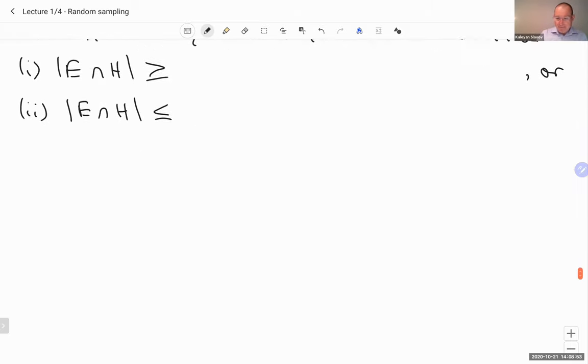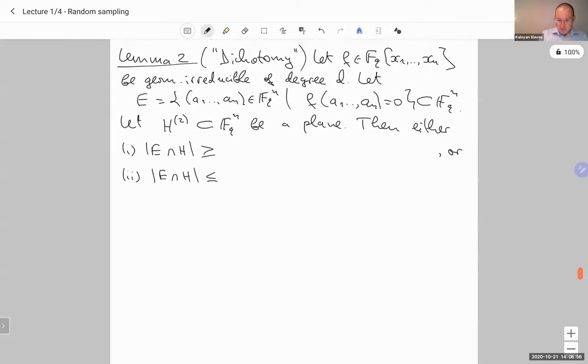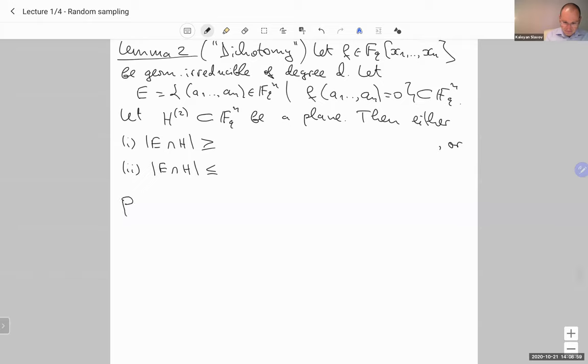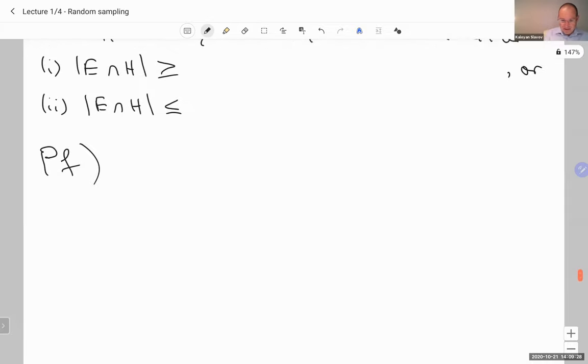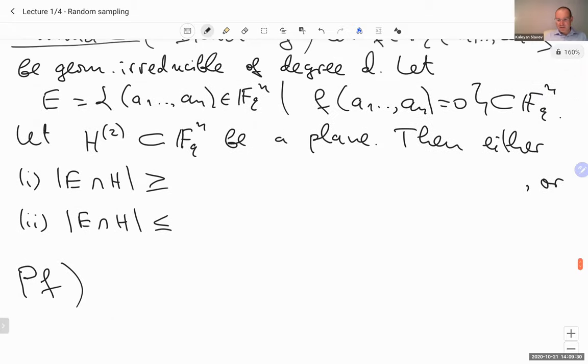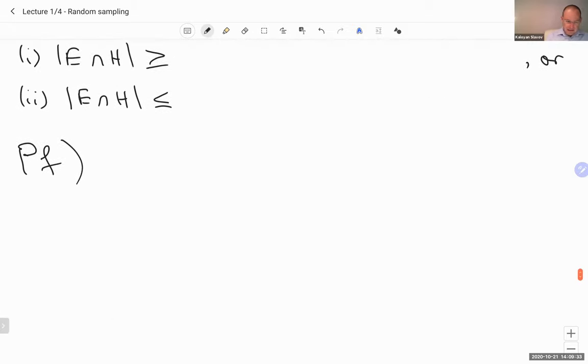Now, let's start the proof, and then we'll complete the bounds as we go. I have finished stating the lemma qualitatively. That's what it says, qualitatively. Now, the exact quantities will work out when we start the proof. The proof is a little weird, but let me use the language of polynomials. Because the talk is explicit enough, I can use the language of polynomials. Now, I have to look at the intersection of this solution set E together with the plane H.